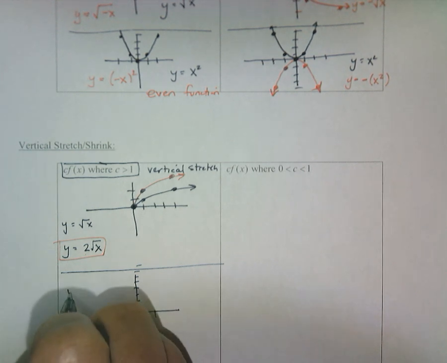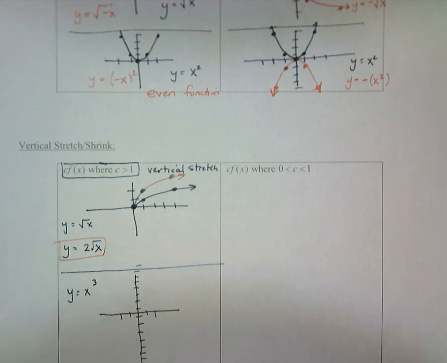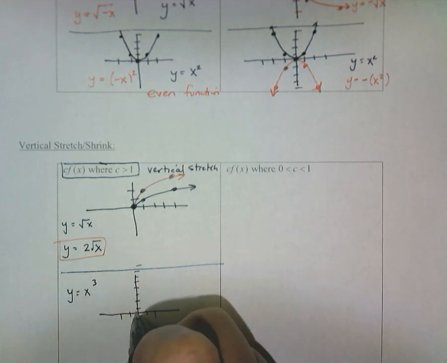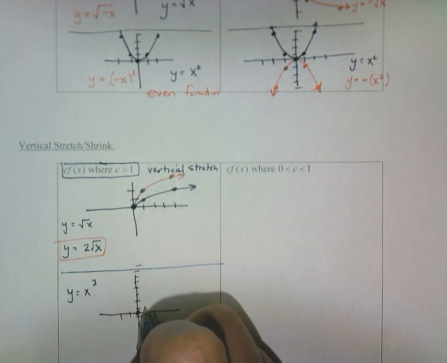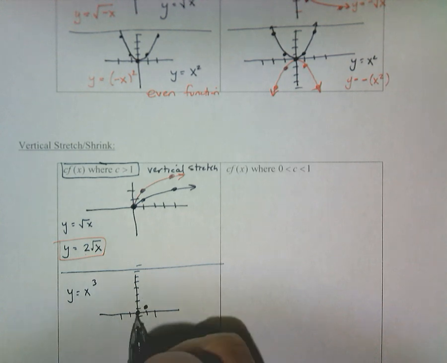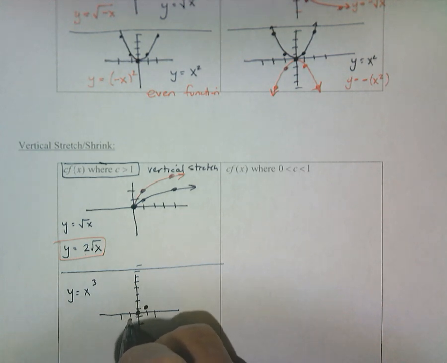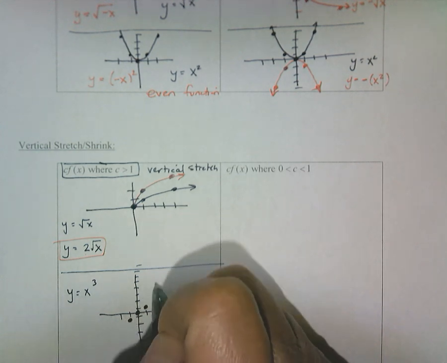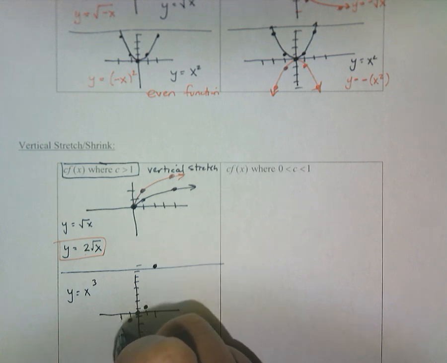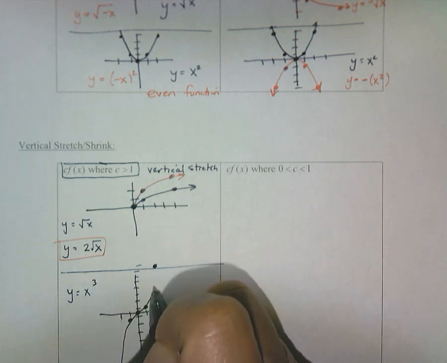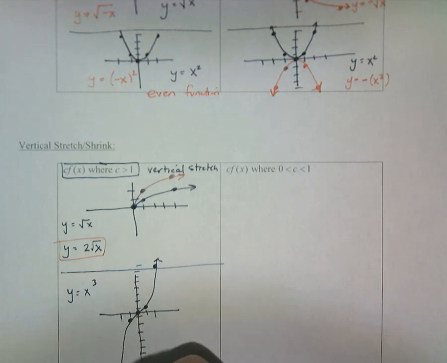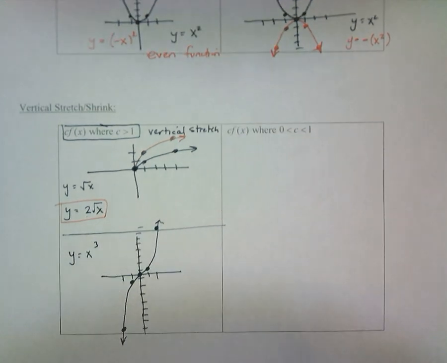Okay, the function I'm going to use is y equals x cubed. So if I put a 0 in, I get a 0 out. 1 cubed is positive 1. Negative 1 cubed is negative 1. 2 cubed is 8. Negative 2 cubed is negative 8. So this is what an x cubed function looks like.